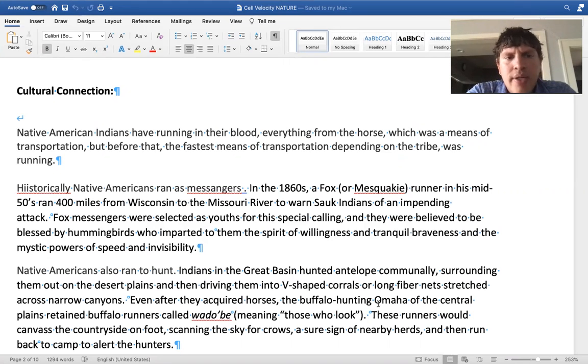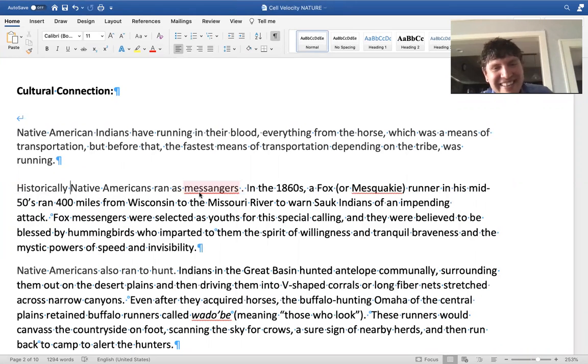For example, Native Americans have running in their blood or movement in their blood, more or less, because we didn't always have the horse, quote unquote, that was brought over. So again, we needed ways of communicating, means of travel, obviously, but before that, the fastest means of transportation, depending on tribe, was running.